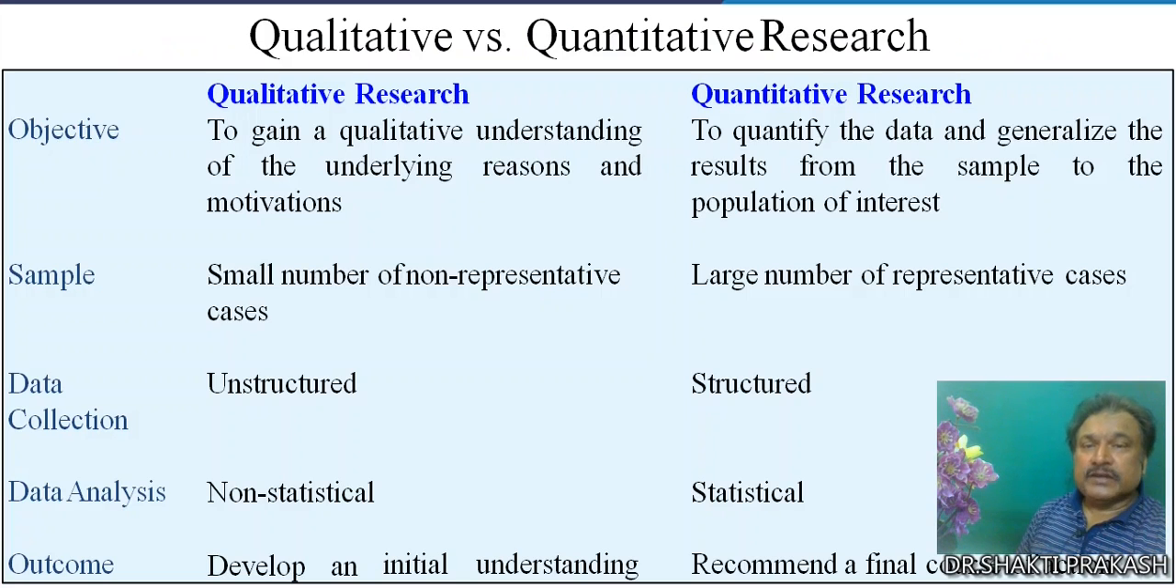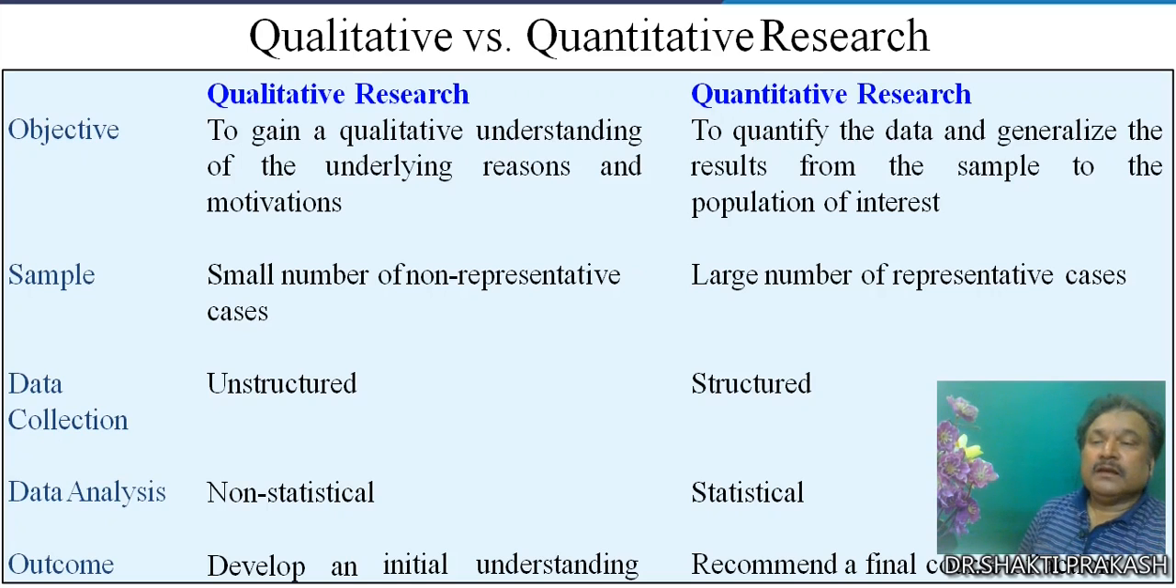What are the differences between qualitative and quantitative research? In qualitative research, the aim is to gain a qualitative understanding of the underlying reasons and motivations. Underlying reasons and motivation means the latent characteristics of any person, any segment, which we are not knowing. In quantitative research, we quantify the data and generalize the results from the sample to the population of interest.